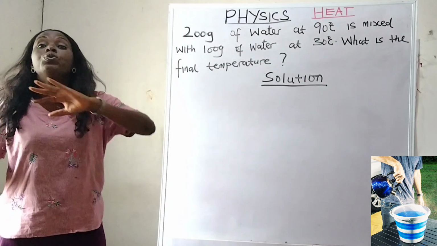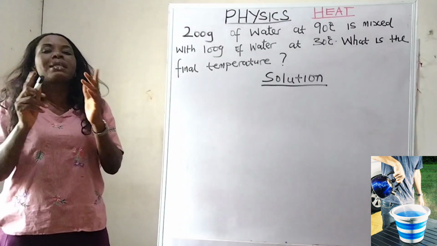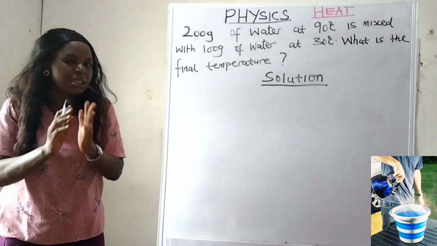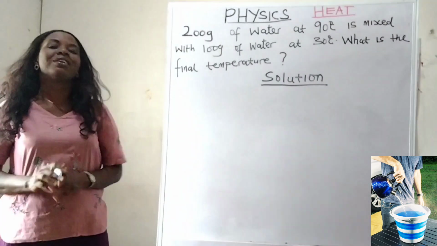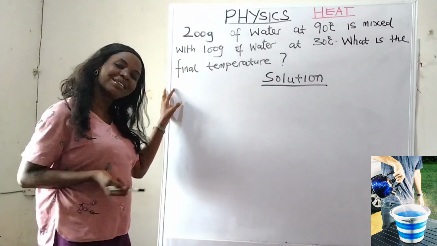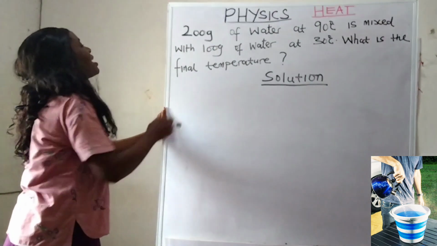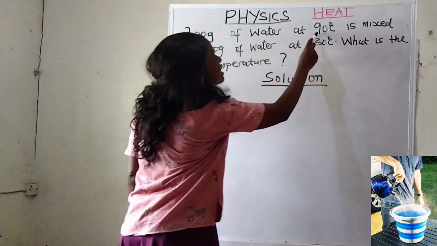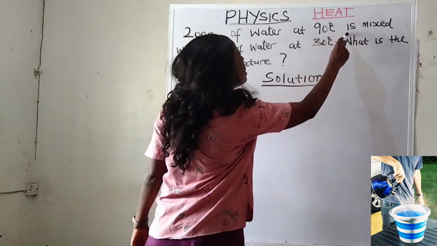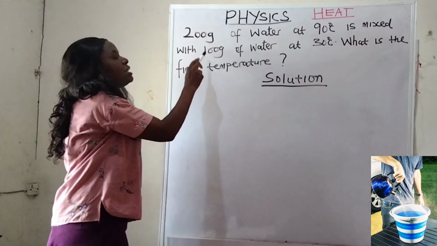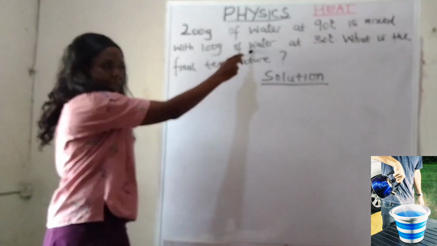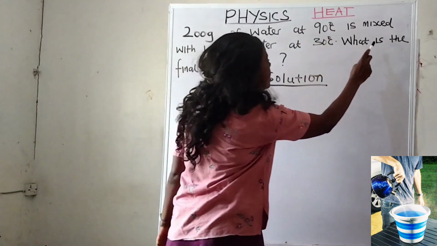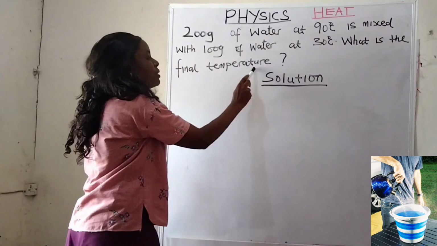That is, for example, we mix two or three substances together, maybe cold or hot or whatever. How do we find the resulting temperature of such a mixture? Let's take the question on the board that will take us there. The question says 200 grams of water at 90 degrees Celsius is mixed with 100 grams of water at 30 degrees Celsius. What is the final temperature?